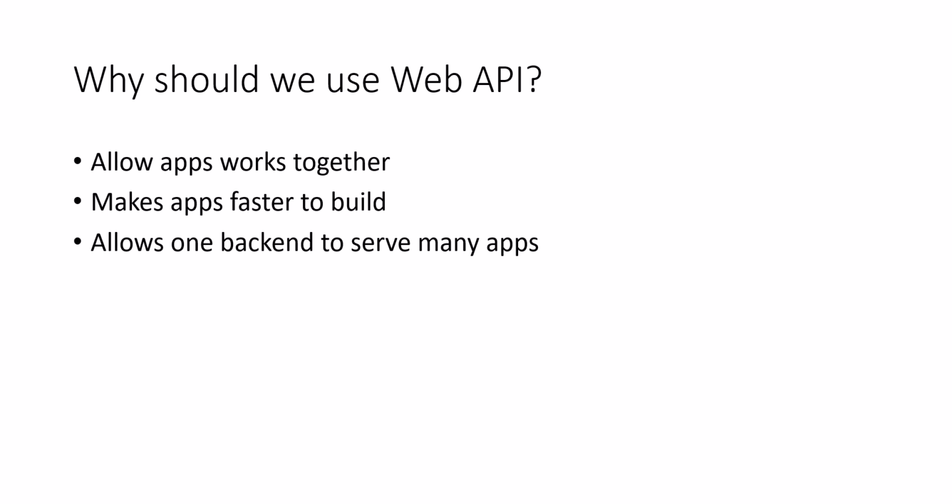Suppose your business has a website, and it has a mobile app. So one API or one backend can serve this website and also the mobile app. Okay, these are the uses of web API.